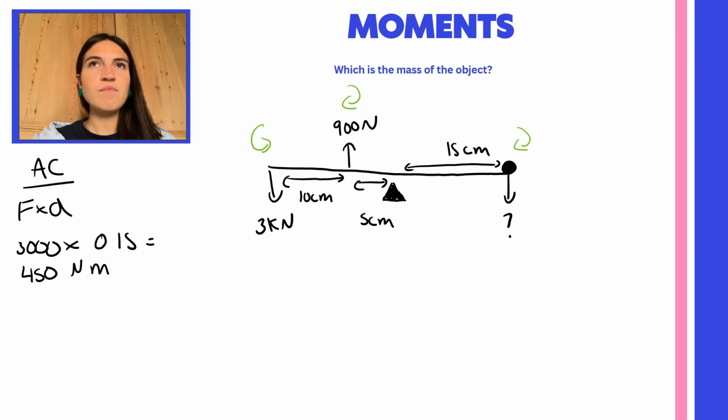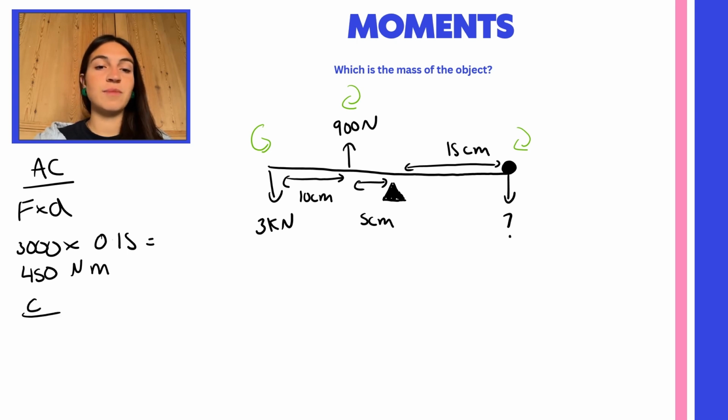Now, I wouldn't have had to bother converting with these kinds of questions had all of the forces been in kilonewtons and all of the distances in centimeters. That would then eventually have given me a force that was in kilonewtons. But I think for completeness here, if I convert them all, especially because that 900 is not in kilonewtons, it will make it really clear what I'm doing. I'm finding anti-clockwise moments and equating them to clockwise moments.